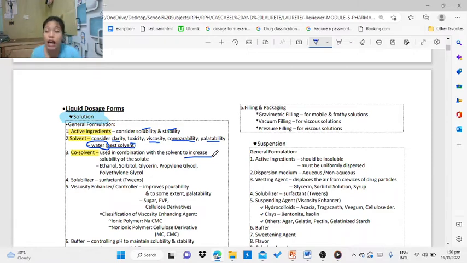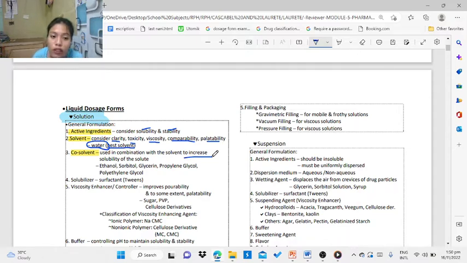For example, when we say soluble, it will dissolve. Example, the solute will dissolve in a tablespoon of sugar in a cup of water. So, the co-solvent is to increase the solubility of the solute.